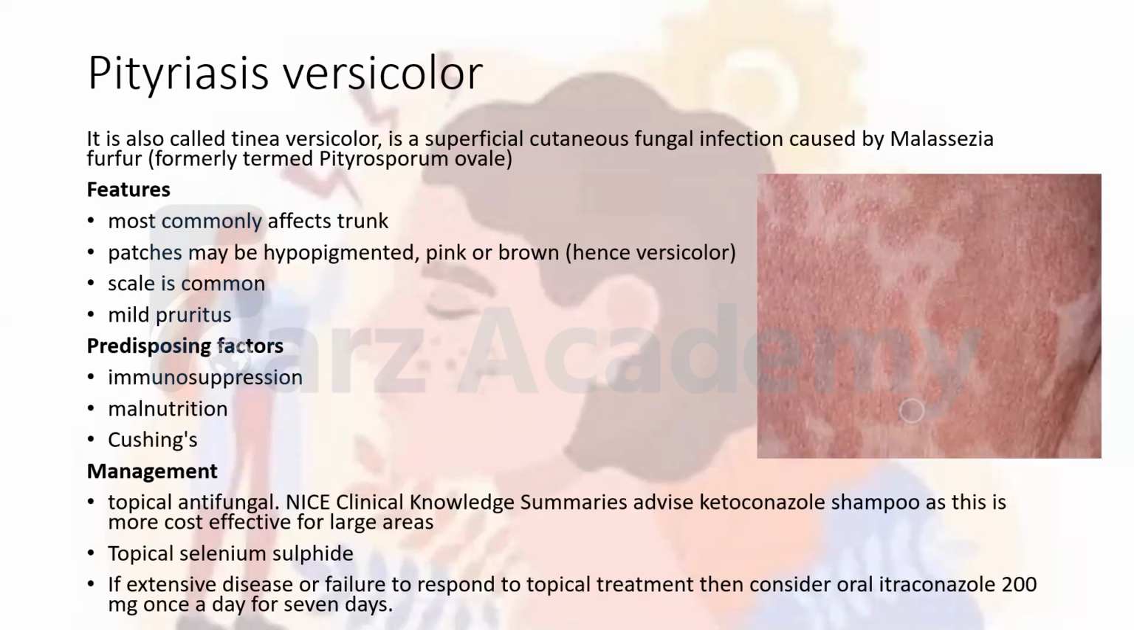So what are the predisposing factors here? Immunosuppression, malnutrition, and also Cushing syndrome. Okay, so how do you manage these patients? Since it's a fungal infection, you should start with topical antifungals. NICE guidelines suggest use of ketoconazole shampoo if there is widespread scalp involvement as well. Topical selenium sulfide can also be used for pityriasis versicolor. And if the disease is very extensive and they are not responding to first line treatment, then oral antifungals in the form of oral itraconazole can also be given.